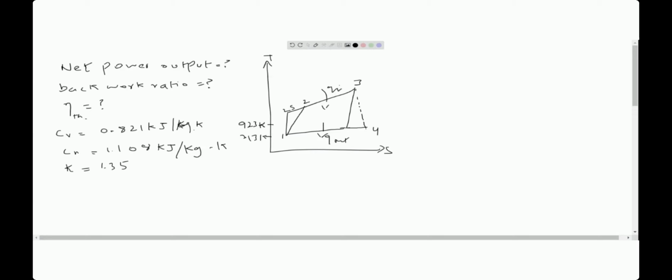So for the compression process, Rp equals P2 divided by P1, that is equals to 1600 kilopascal divided by 100 kilopascal. This would be 16.